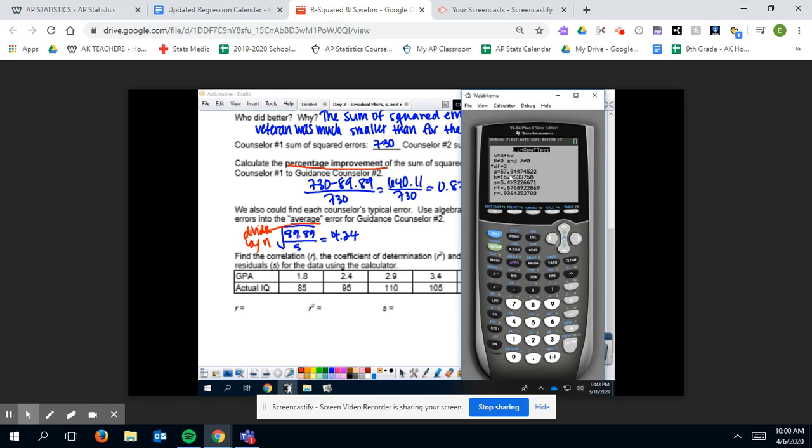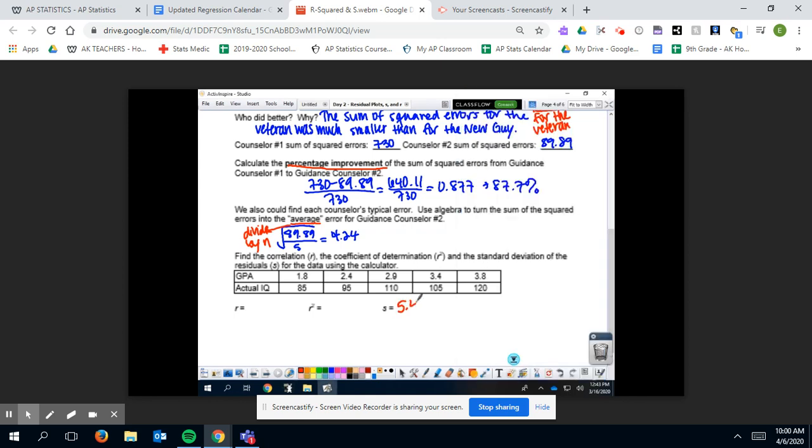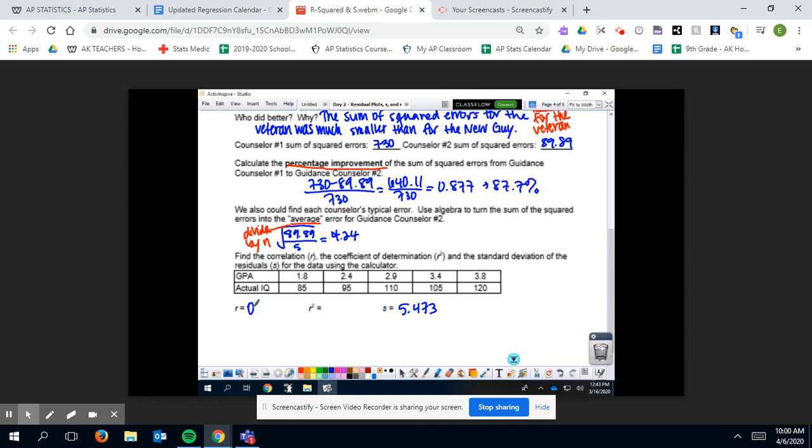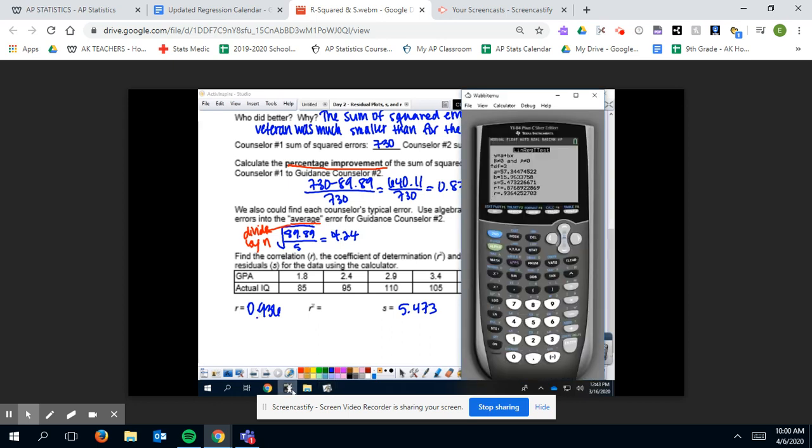But then we also get our least squares regression line. There's our y-intercept a, our slope b, s, 5.473 standard deviation, and then r squared and r. So we'll write all those values down. I wrote it in red on accident, but it should really be in blue, you know. Red is special. All right, we got our r, and then we have our r squared.